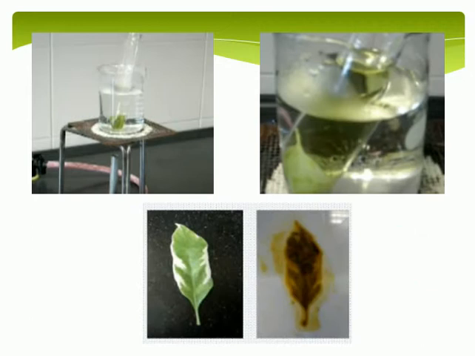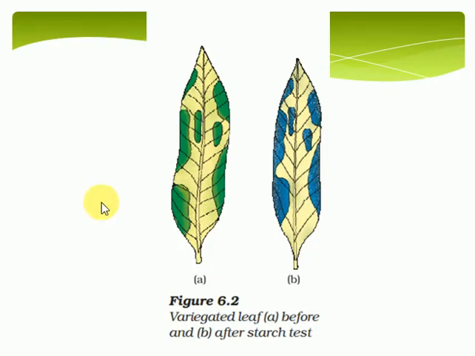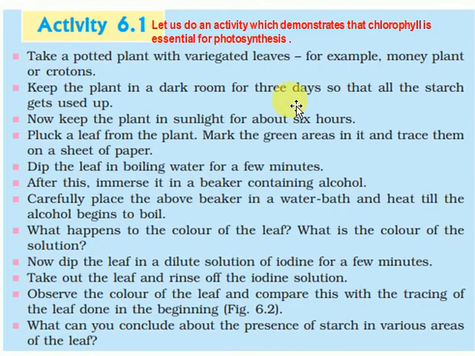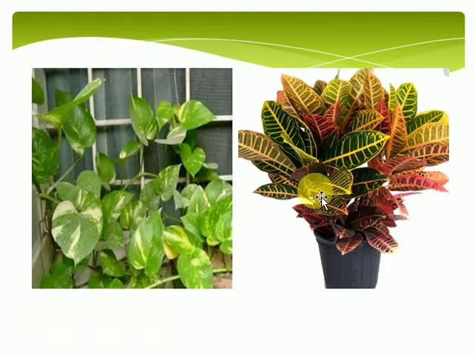So now let's read. This is the diagram that they have given in the book. Variegated leaf they have shown you, and after the starch test, they have shown you the same leaf. Okay, now let's read what is written in NCERT. Let us do an activity which demonstrates that chlorophyll is essential for photosynthesis. Take a potted plant with variegated leaf, for example, money plant or croton. This is the money plant and this is croton. Okay.